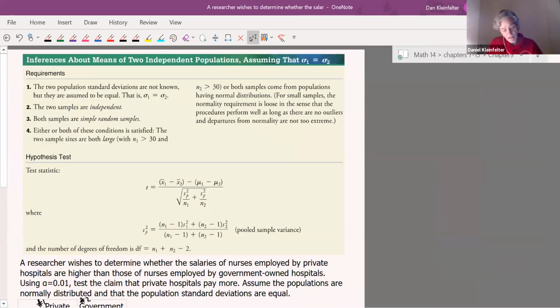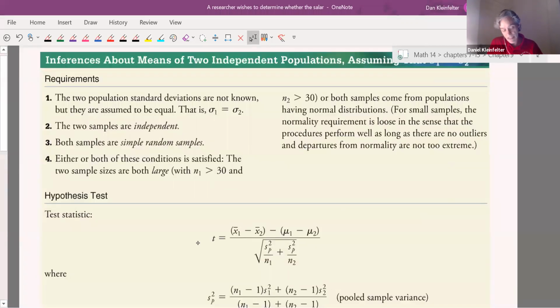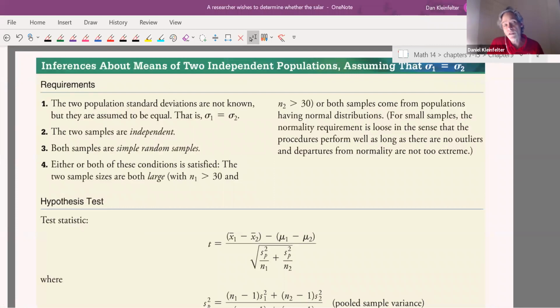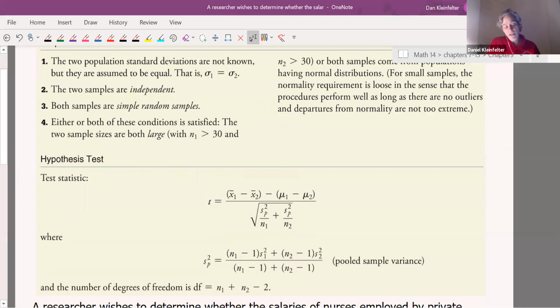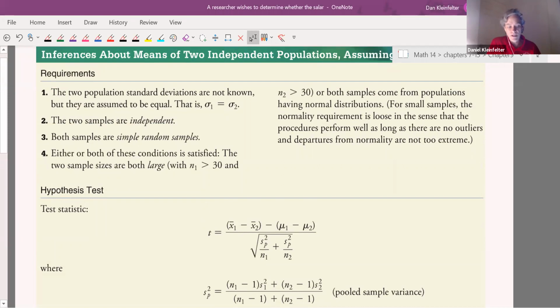Okay, so moving on then, we have another possibility, and that is where we don't know sigma 1 and sigma 2, but we are able to assume that they're the same. In spite of the fact that we don't know them, we have reason to believe that they are the same. So that's what this next part is about. That's the part of the requirement. Again, we're working with independent samples. They are simple random samples. And then once again, we need the sample sizes to be at least 30 or bigger than 30, or for the two populations to be normally distributed. So the what-you-need part is basically the same as before.